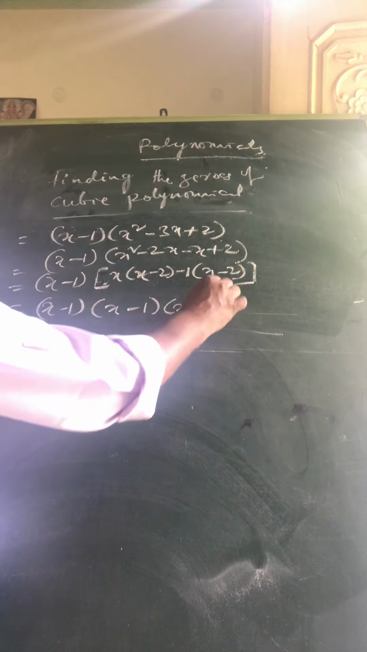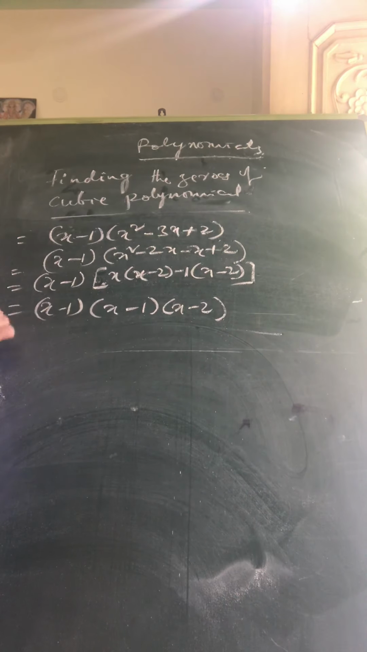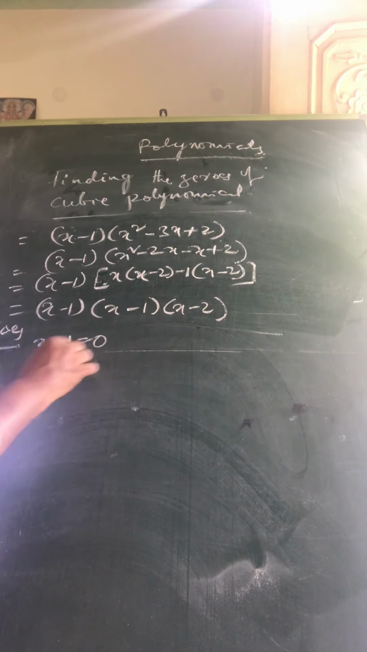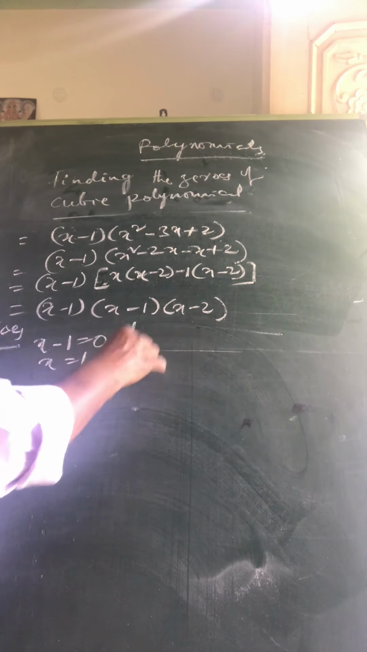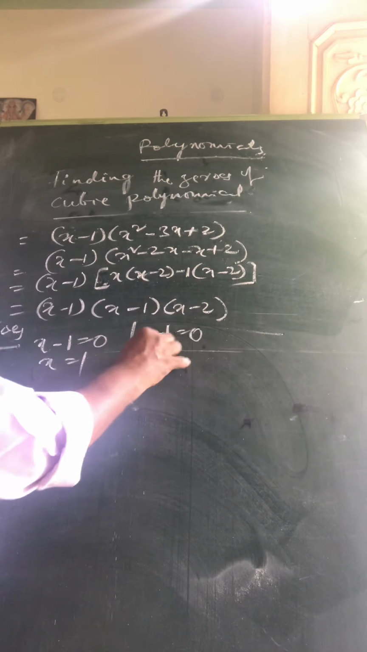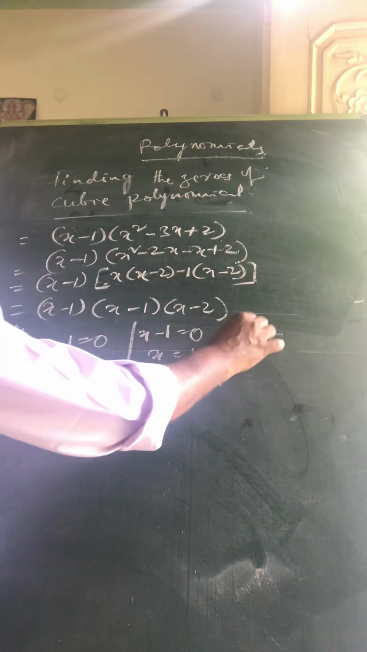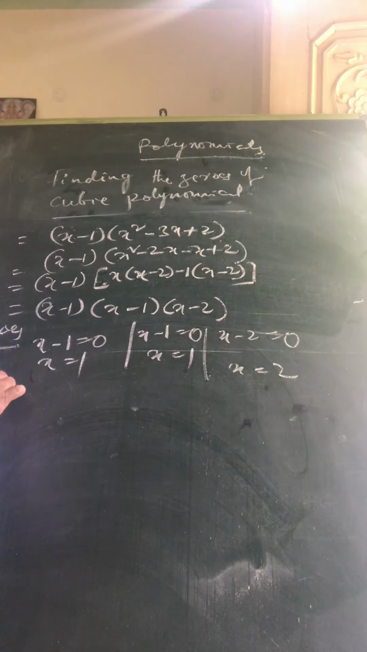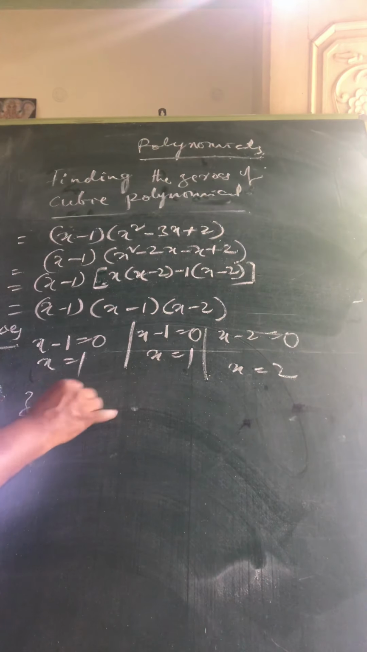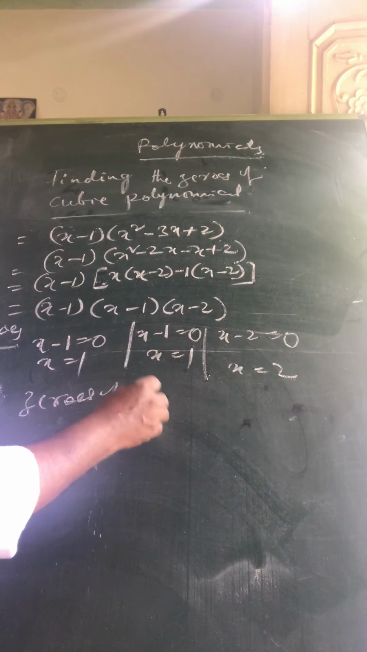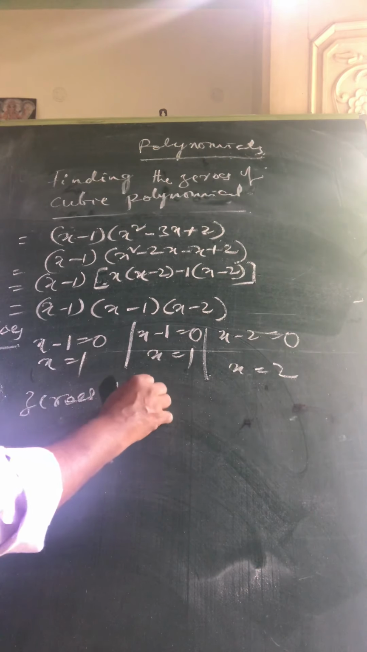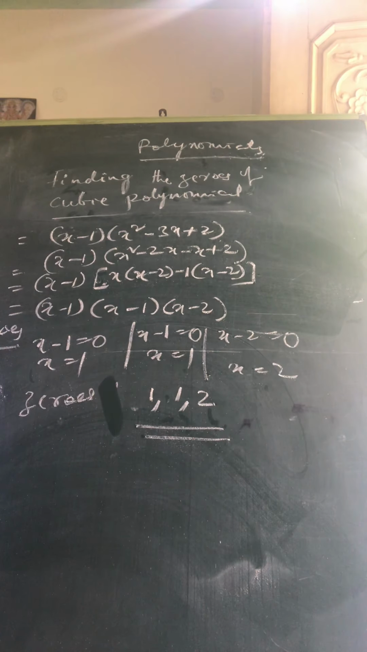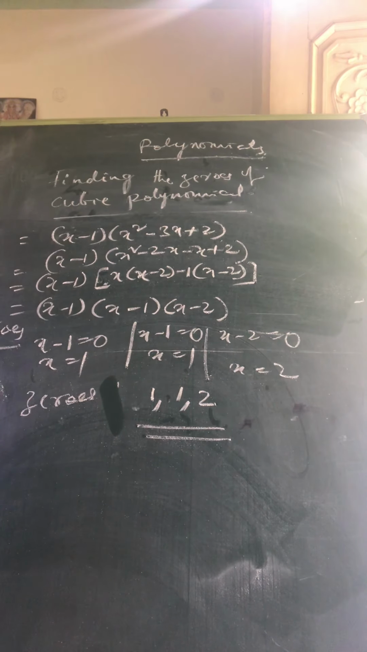Now we have to find the zeros. Zeros means x minus 1 is equal to 0, x is equal to 1; x minus 1 is equal to 0, x is equal to 1; and x minus 2 is equal to 0, x is equal to 2. Therefore, the zeros of the polynomial are 1, 1, 2. These are the three zeros of the given cubic polynomial.